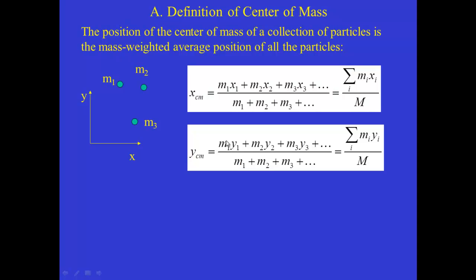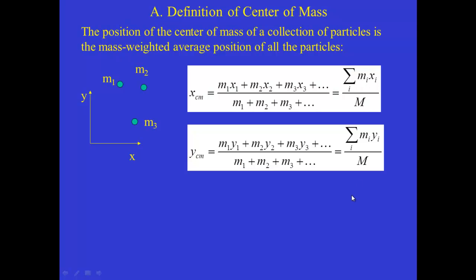Clearly, as you can see, the more massive a particle is, the greater influence its position has on the center of mass of the system. And I hope that this summation notation is familiar enough to you. We've been using it when adding up the sum of forces on an object, so here we just have a different kind of sum.